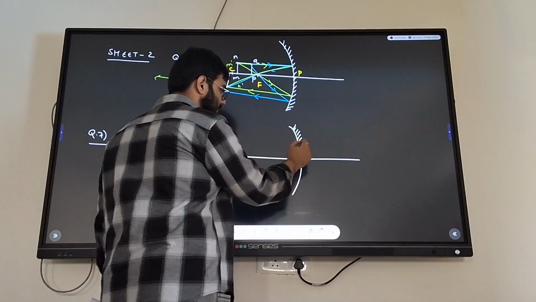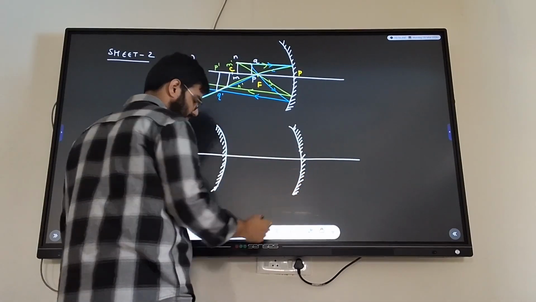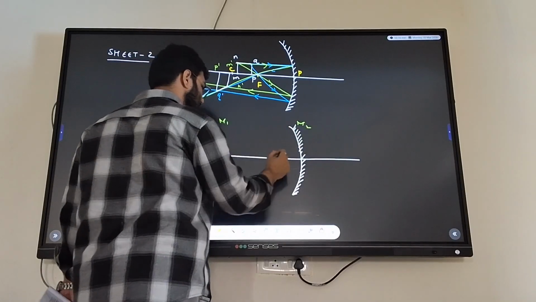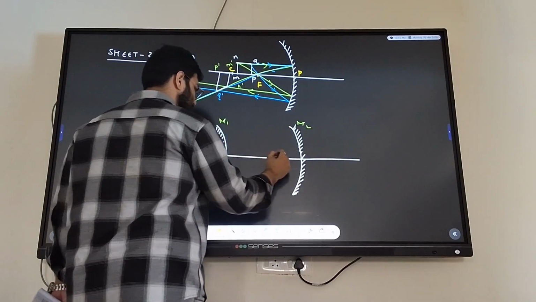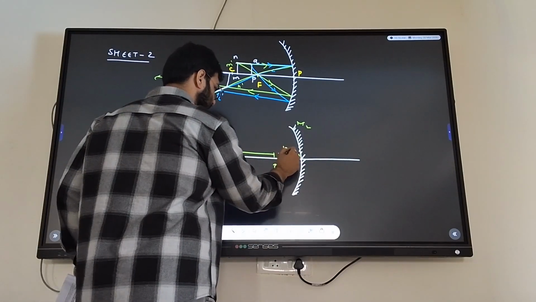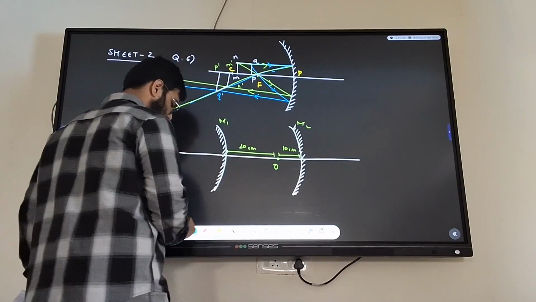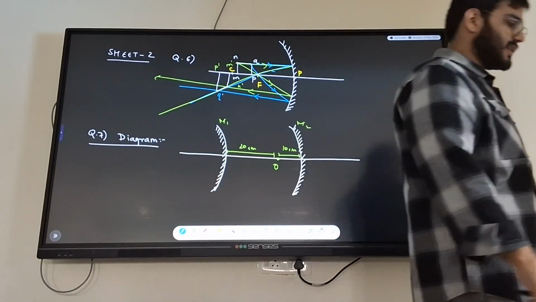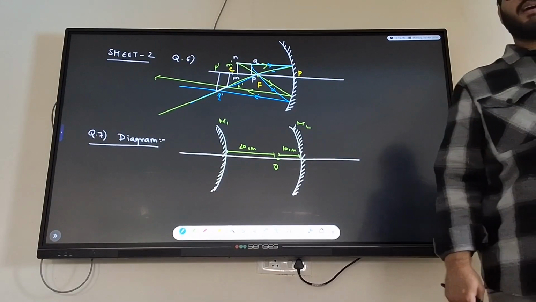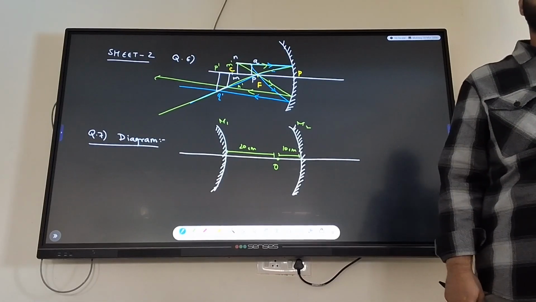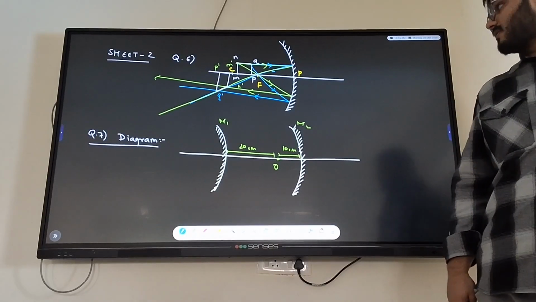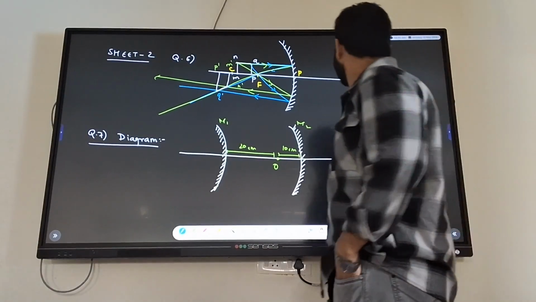And there's a concave. This is mirror M1, this is mirror M2. There is an object placed somewhere here, O. This distance is given 10 centimeter, 20 centimeter. In the question it is asked, take the first reflection from M1 and then find the position of the second image. Try to do it. I'm giving you 3 minutes now. Try it and then I will start.